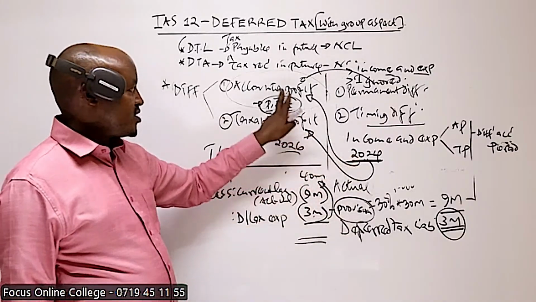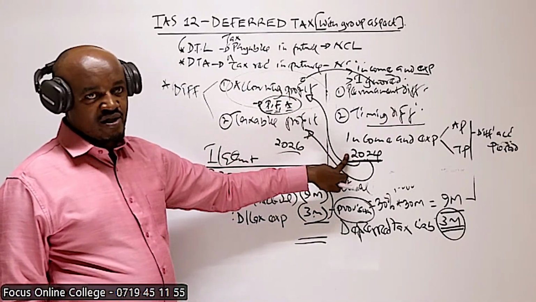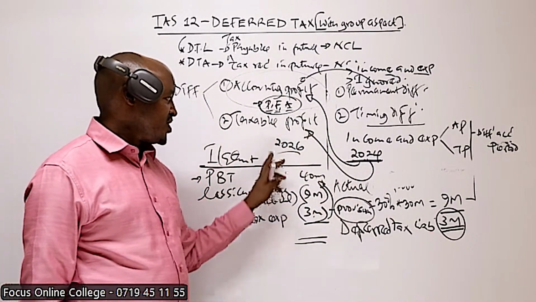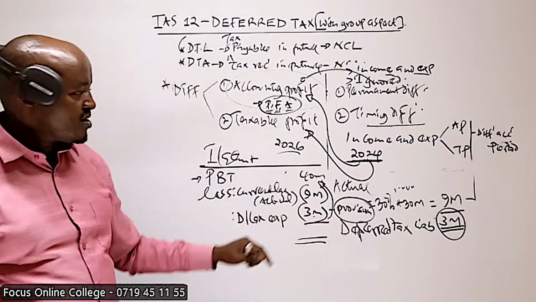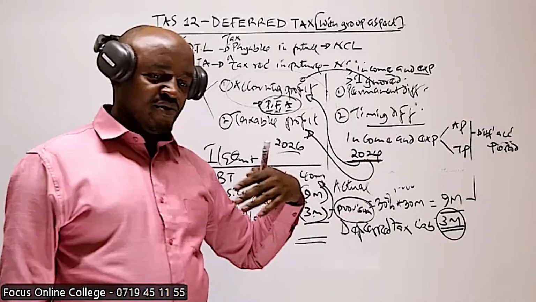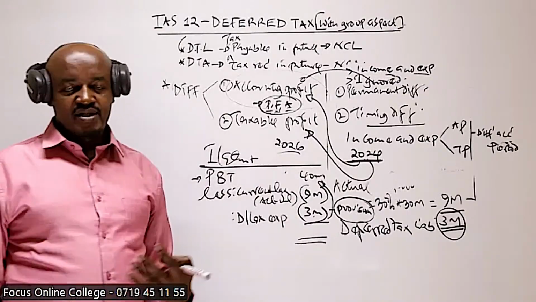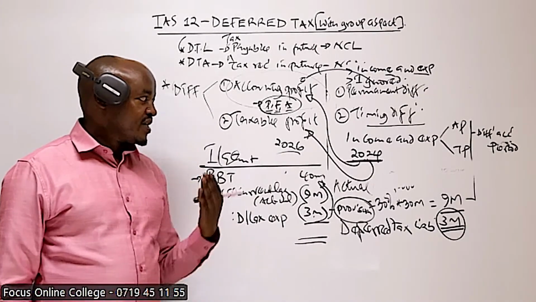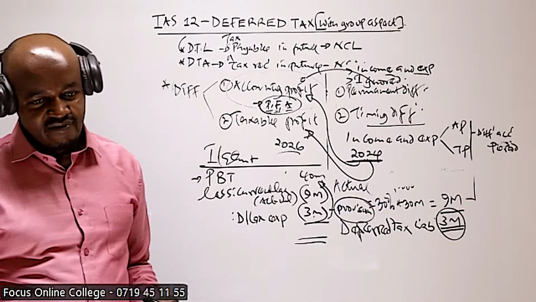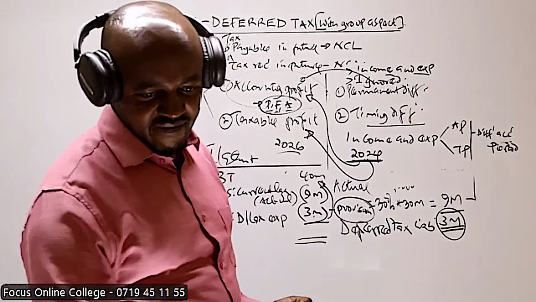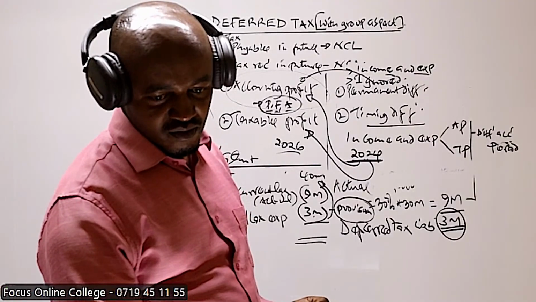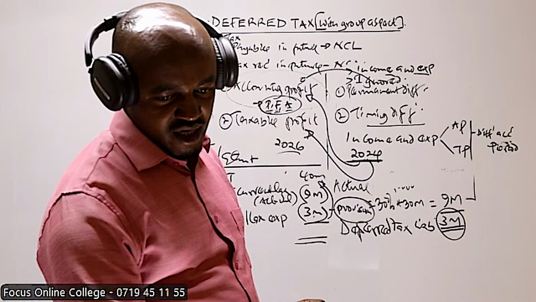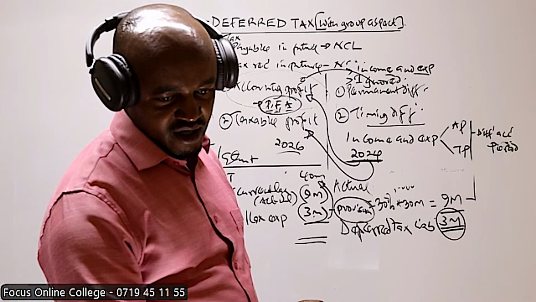So this expense will be used in the computation of the two profits, but in different accounting periods. In computing the accounting profit, it will be considered in the year 2024. In computing the taxable profit, it will be considered in 2026. Now, this is the difference which gives rise to deferred tax. The timing difference is the difference which gives rise to the deferred tax.